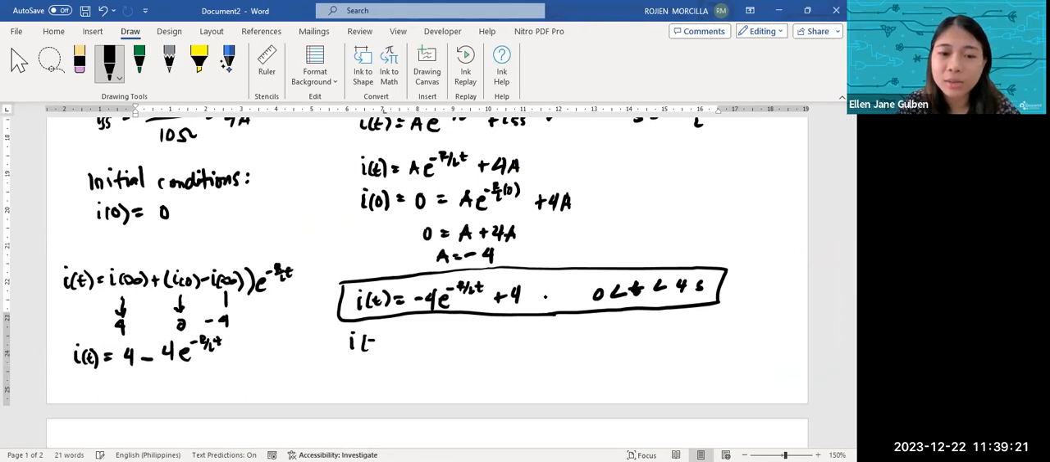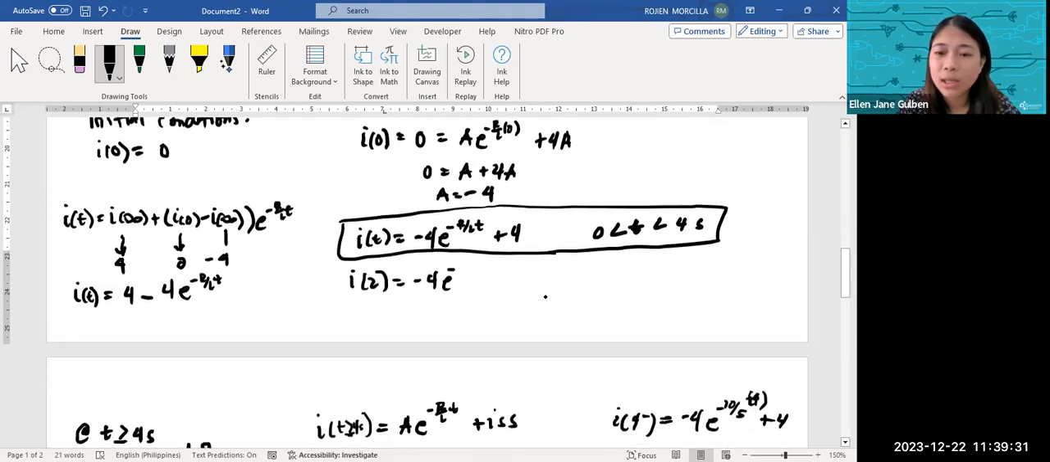So I at 2 seconds, kay pasok man siya dara, negative 4e to the negative 2t, 2 times 2 plus 4, so e to the negative 4. I at 2 seconds is equal to 3.926 amps.